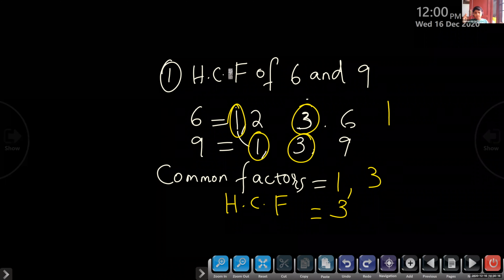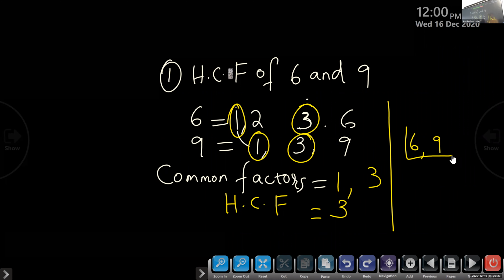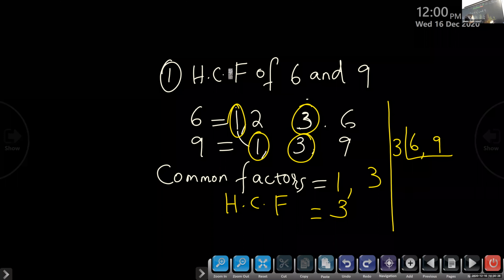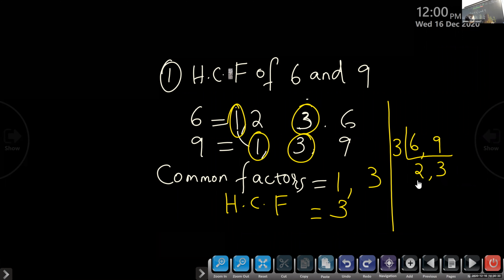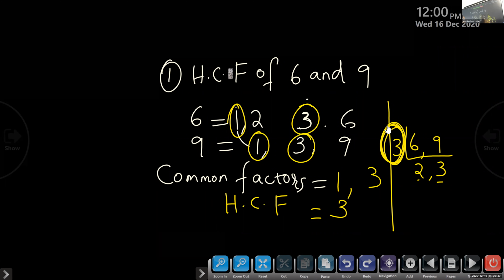Now do the same question by the HCF method. Divide and find out. Children, here 3 into 2, 3 into 3. When you check here, 2 and 3, there is no common factor. So which is the highest common? We have only 3. So the same question we are doing by 2 methods, by dividing 6 and 9 together and writing the common factors.